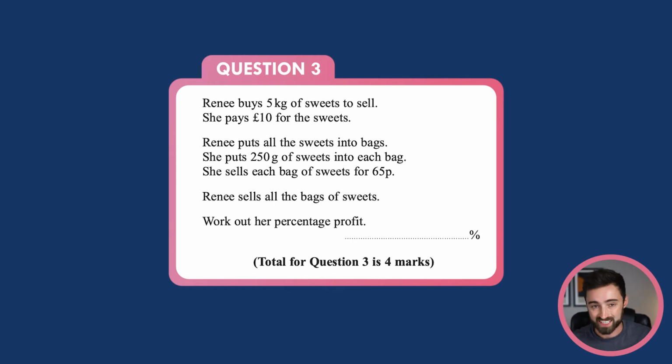They absolutely love these type of questions, mate, right? So Renee buys 5 kilos of sweets to sell. She pays a tenner for all the sweets. She puts all of the sweets into bags. She puts 250 grams of sweets into each bag. She sells each bag of sweets for 65p. She sells all of the bags of sweets, work out the percentage profit.